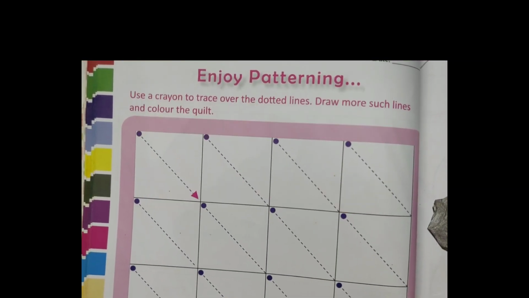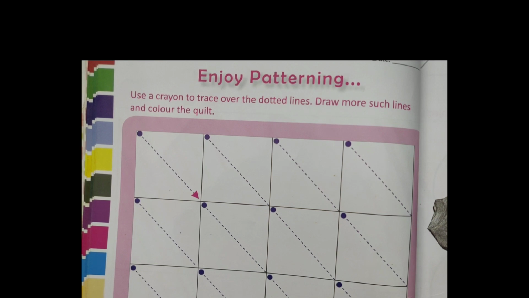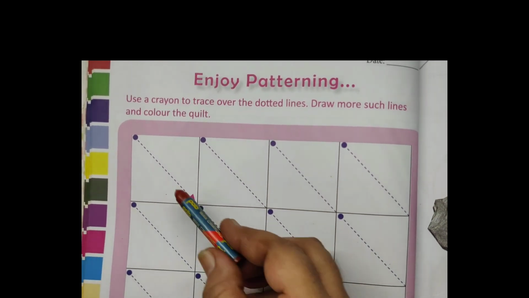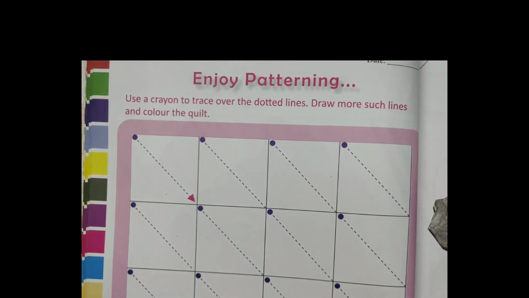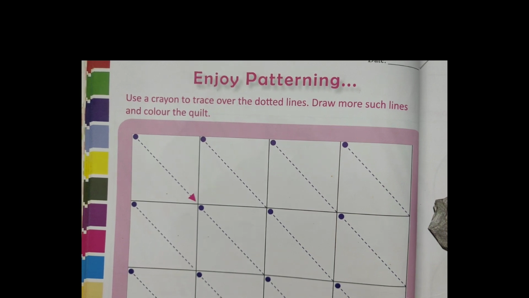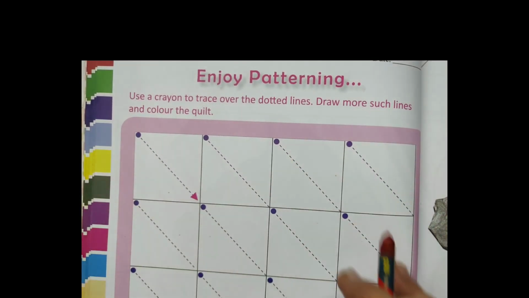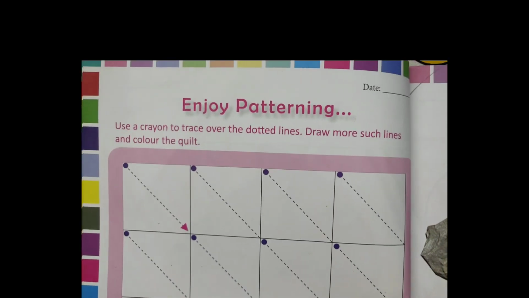This is for kindergarten students worksheet activity. Enjoy patterning. Trace over the dotted lines. Draw more such lines and color the quilt. What is this? Quilt. Trace over the dotted lines.